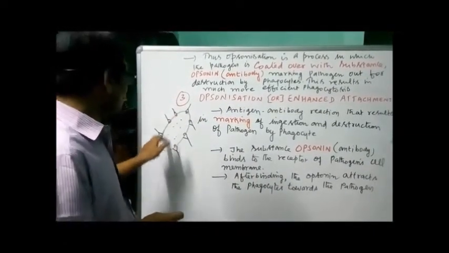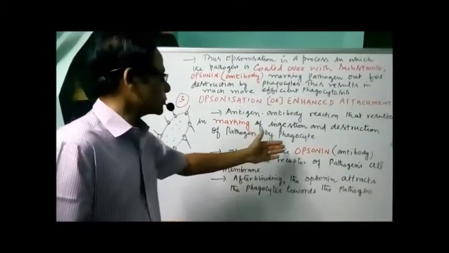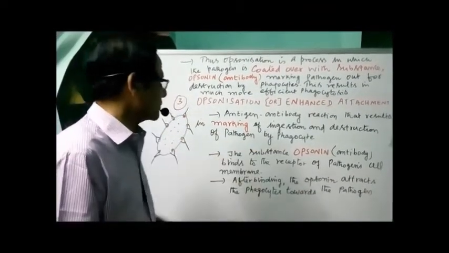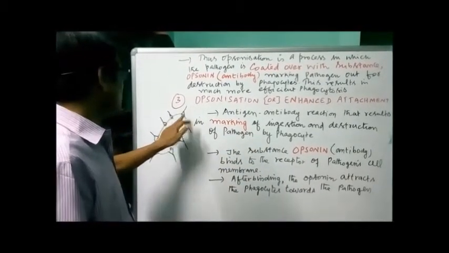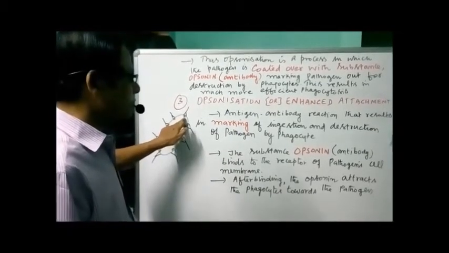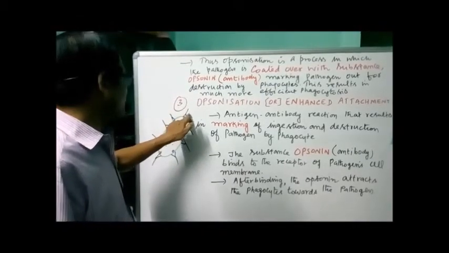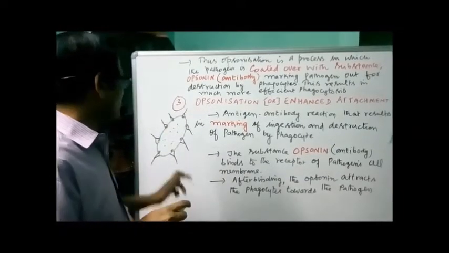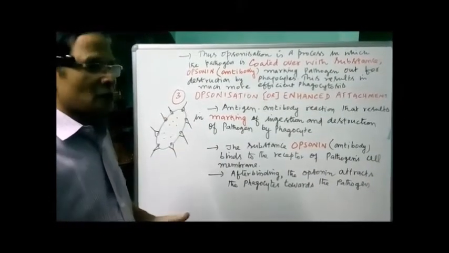Then the entire body of the bacterium is coated over by a substance called opsonin. The antibody that is involved in opsonization is called opsonin. It binds to the receptor of the pathogen cell membrane. Now this is the cell membrane, and this is the cell surface receptor of the pathogen. It reacts with the antibody, covering it. So many antibodies are attacking, and each antibody binds to the cell surface receptor present on the surface of the pathogen. After binding, what does it normally do?